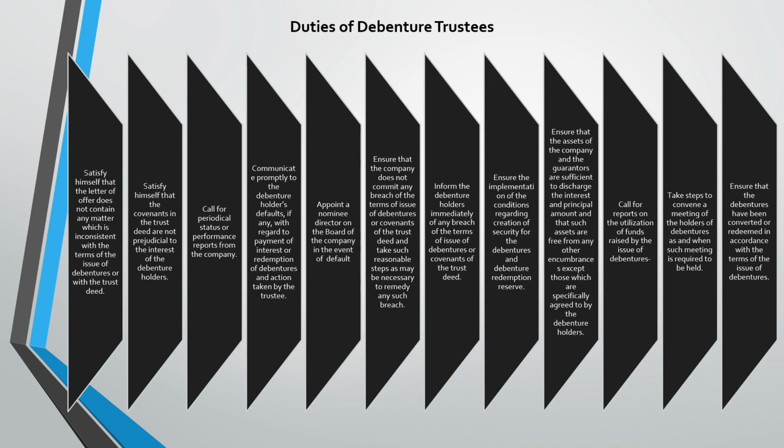So the debenture trustees need to satisfy themselves that the terms in the debenture trust deed are in favor of the debenture holders. Nothing should be against the debenture holders' interest.